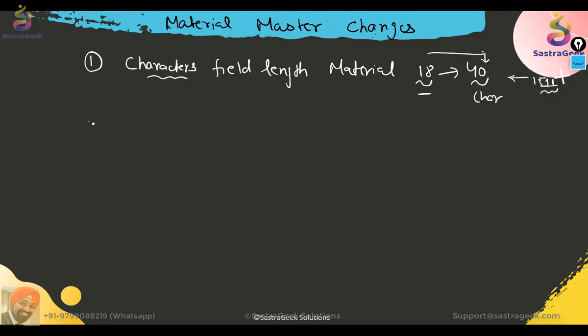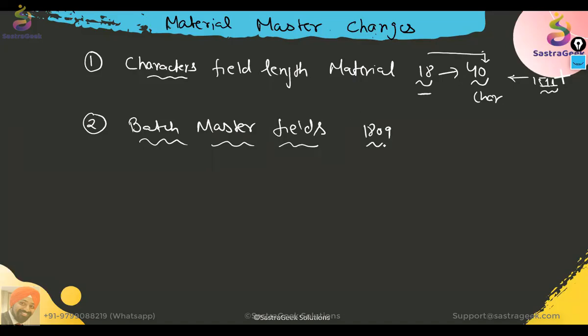Then there are other changes in the material. The second change is batch master fields. The batch master fields have also been changed. I will be discussing each topic in detail. This change is only available from 1809. What is this change? We are going to discuss it in detail: how the batch master data maintenance will be tweaked a little bit in SAP S4 HANA.